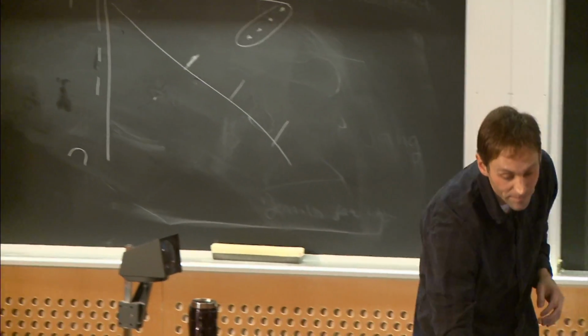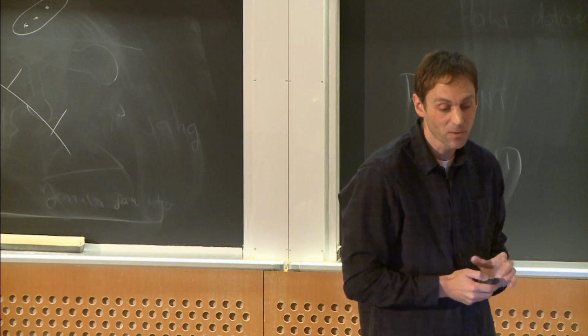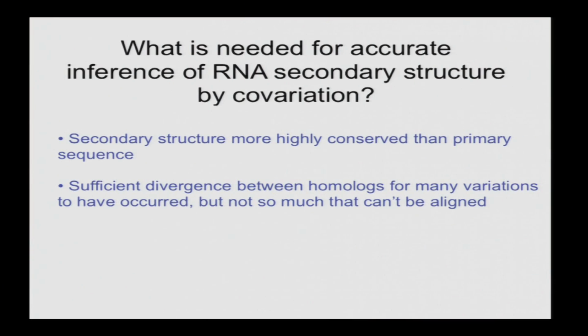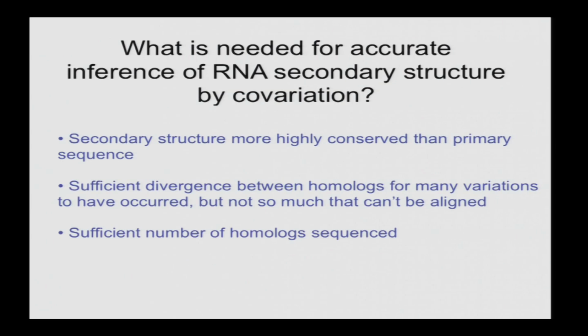Those are basically the three keys. Secondary structure has to be more highly conserved than sequence, sufficient divergence so that you have these variations, and sufficient number of homologs to get good statistics, and not so far that your alignment is bad. Sorry about that. Sally.